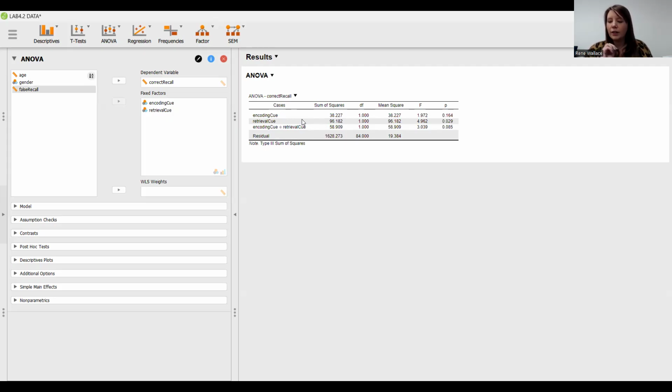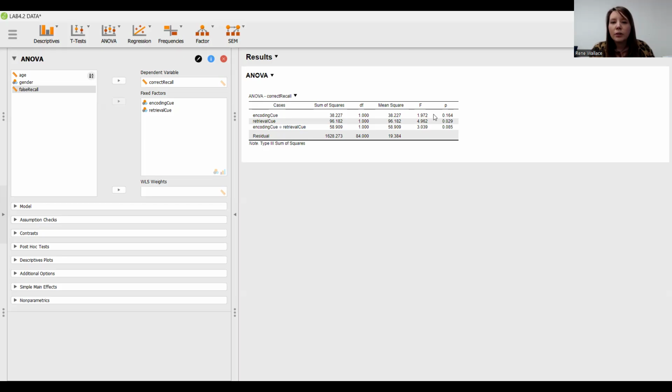So the main effect is what you get if you average out all the other variables, and we're not dealing with those. So if we're just looking at an encoding cue and its main effect, these numbers are averaging out all the other stuff. Same for retrieval cue. And then the encoding by retrieval cue is if those interact together at all.